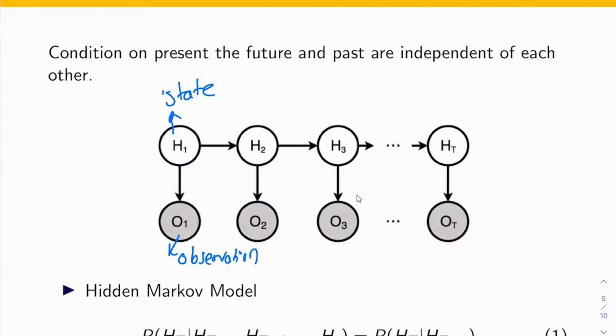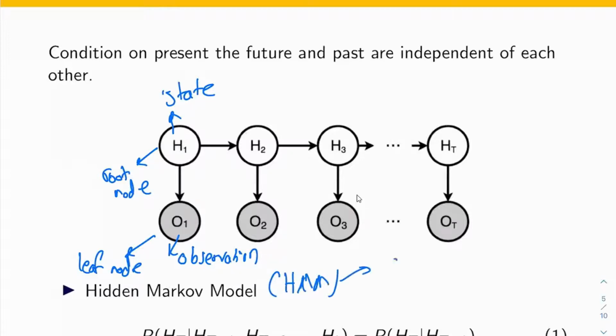So if we want to analyze that, the H1 here is a root node, for example, has no parents. The O1 is a leaf. So all the observations in this H1 are leaf nodes actually, right? And this is very related to what we do because it's a dynamic Bayesian structure. So the hidden Markov model, or HMM for short, is one of the simplest dynamic Bayesian network structures, tsBN for short.